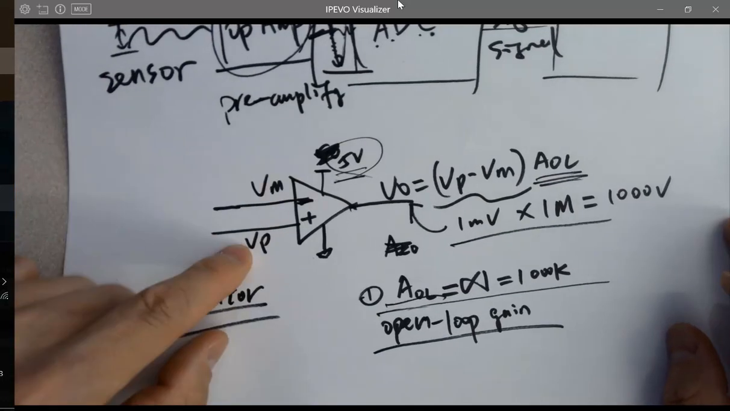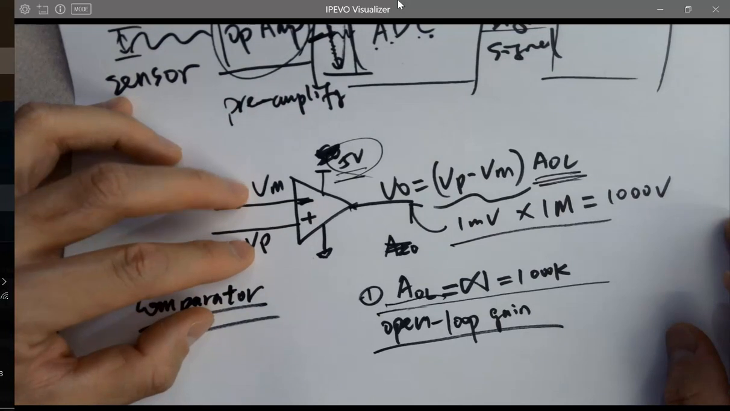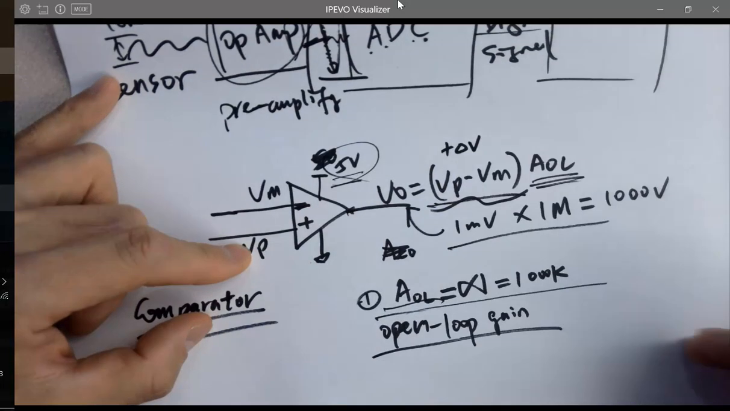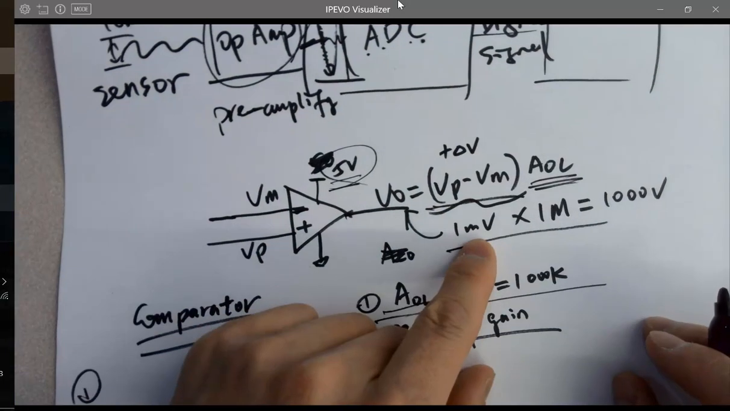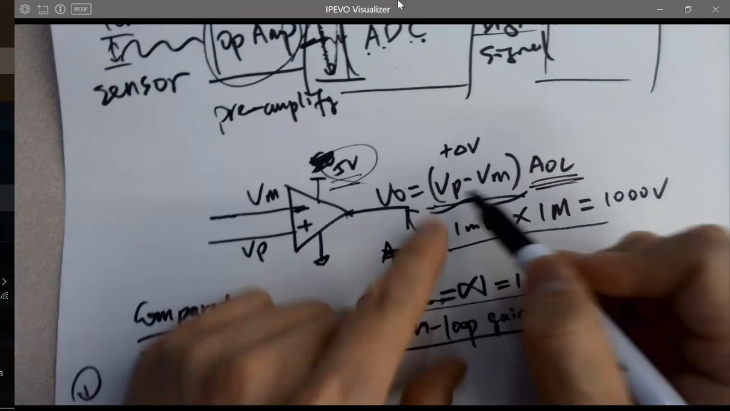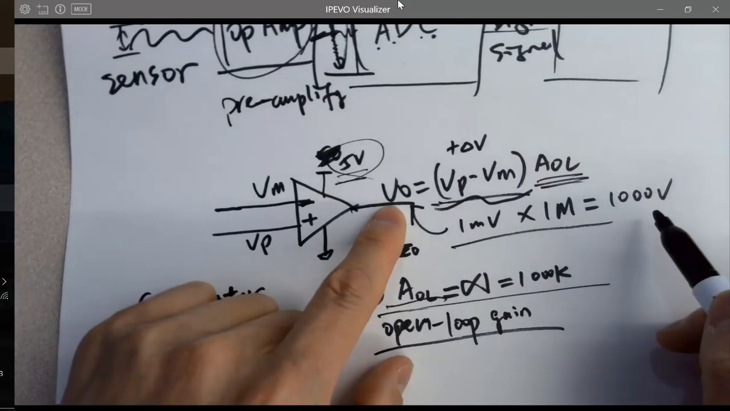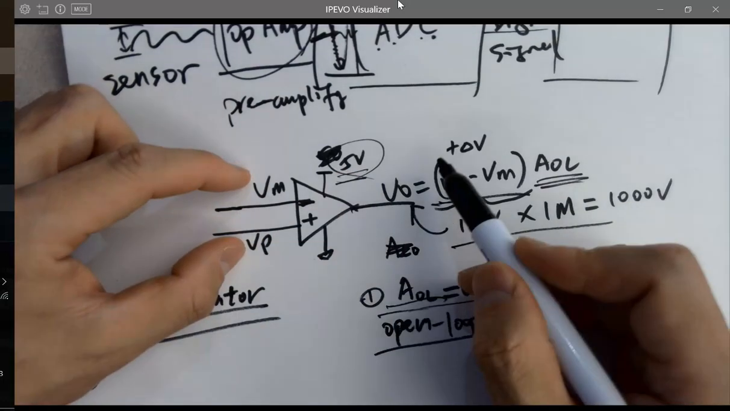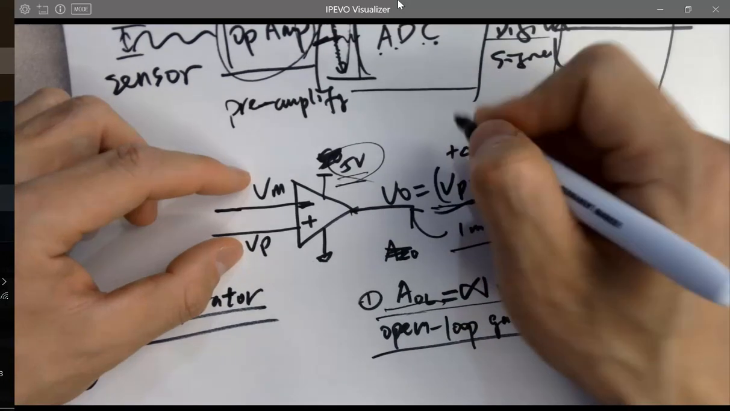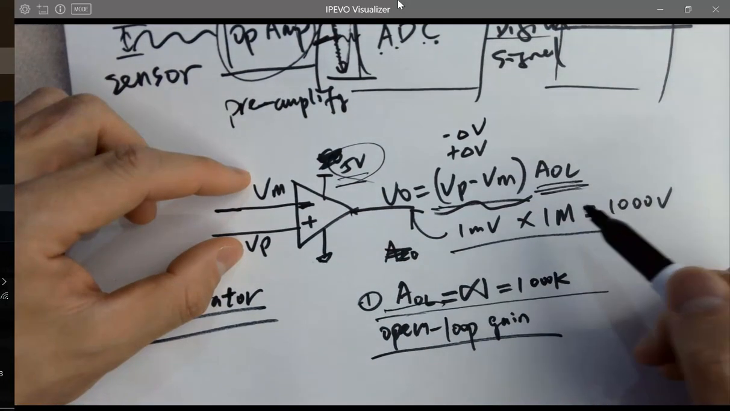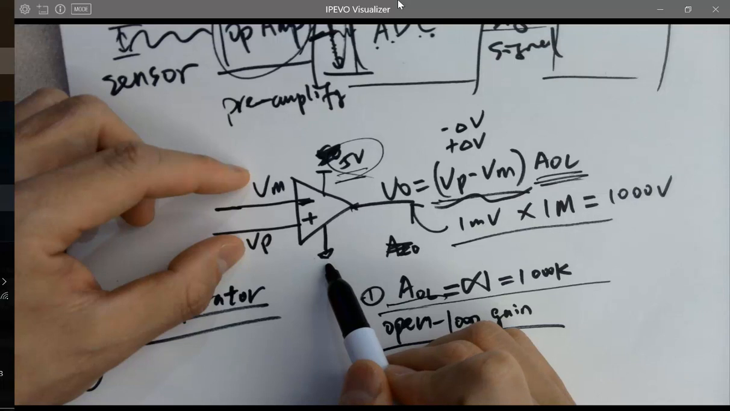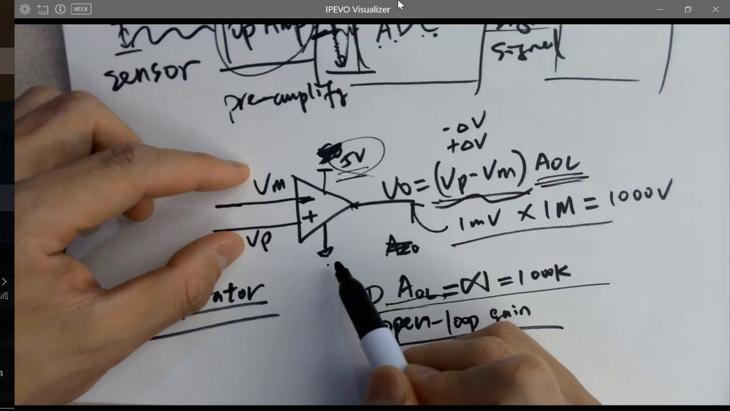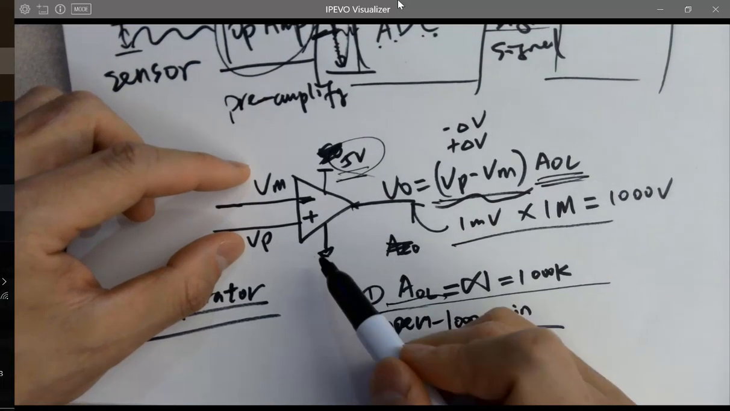For example, if VP is bigger than VM, what's going to happen? This will become a little positive thing, like 1 millivolt. Immediately, it's going to amplify the input voltage to 1,000 volts, but it saturates at 5 volts, so you are getting 5. So if VP is larger than VM, you're getting 5 volts. If VM is larger than VP, you're getting a little minus delta V, but it's going to saturate at 0 volts, which is ground, because you don't have a negative voltage supply. So the lowest voltage you can support for the whole system is 0 volts.